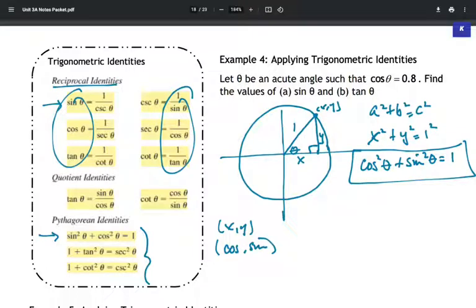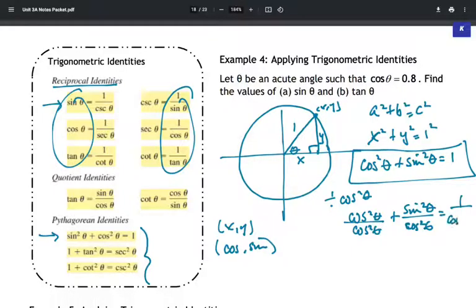Now if I want to get the other two, I'm going to take this and divide it by cosine squared theta. So I will say cosine squared theta divided by cosine squared theta plus sine squared theta divided by cosine squared theta equals 1 over cosine squared theta. So this becomes 1 plus, this is the same thing as tangent squared theta. And that equals 1 over cosine squared, which is secant squared theta. So that's where we got this one.